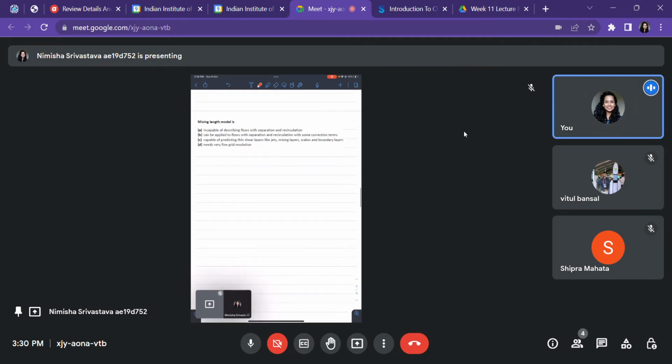Mixing length model. Once again, we're talking about the mixing length model. A: incapable of describing flows with separation and recirculation. B: can be applied to flows with separation and recirculation with some correction terms. C: capable of predicting thin shear layers such as jets, mixing layers, wakes and boundary layers. So thin shear layers is an important terminology over here. D: needs very fine grid resolution.